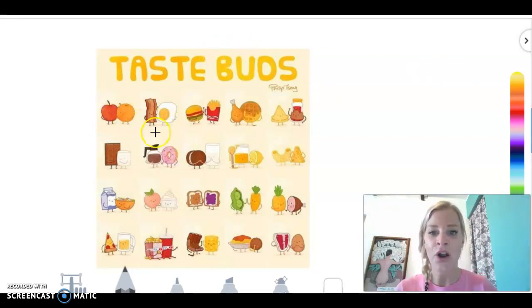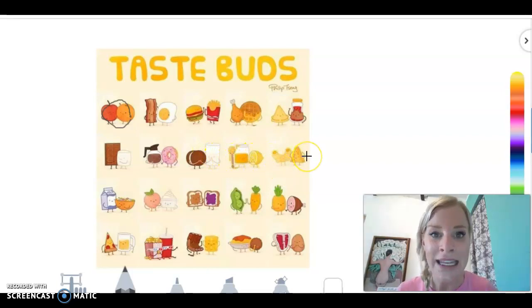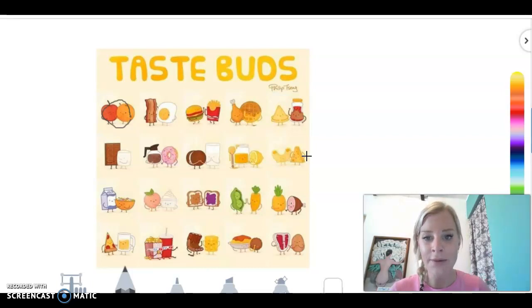So here, there are groups of 2. I could count them like this. 1, 2, 3, 4. But instead, I'm going to count them in groups of 2. I'm going to skip count. So, 2, 4, 6, 8, 10, 12, 14, 16, 18, 20. So what numbers am I going to write?